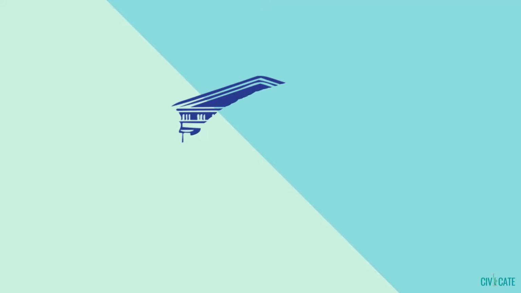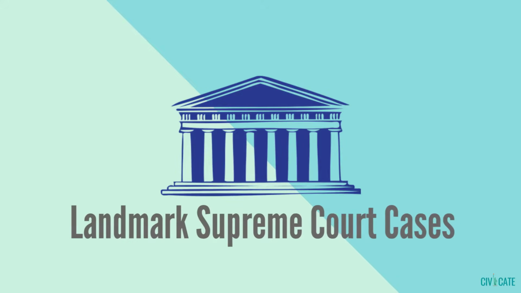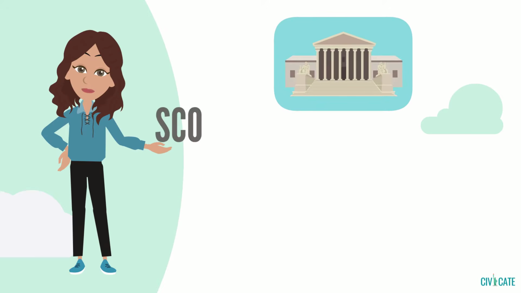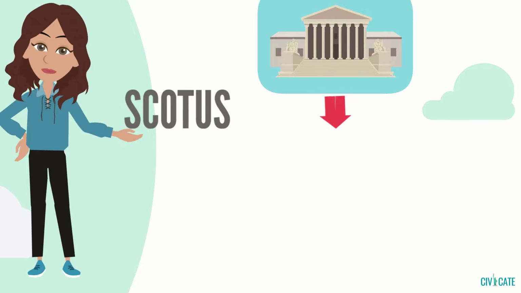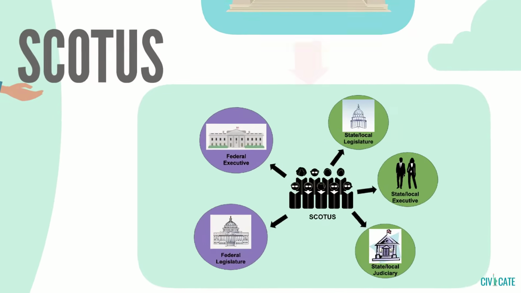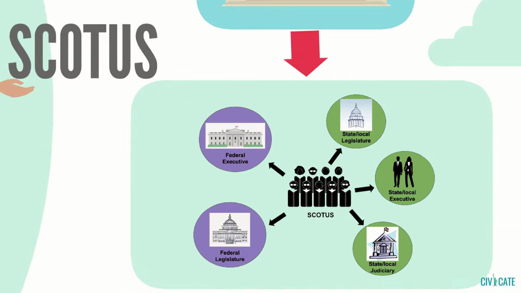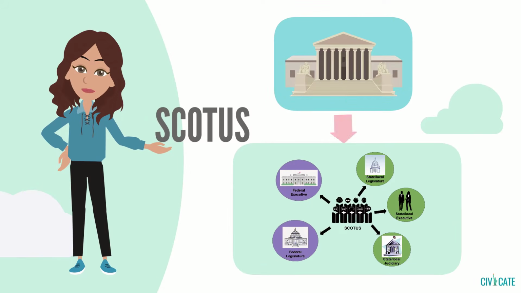In this video, we're going to simplify and summarize some of the most important and relevant Supreme Court cases so they will be easy to understand. The Supreme Court of the U.S., or the SCOTUS for short, is the most powerful and influential court in the judicial branch of the government. It can be considered a more powerful part of the federal government because it makes the final decisions on whether the actions of the other branches in the local, state, and federal governments are unconstitutional.